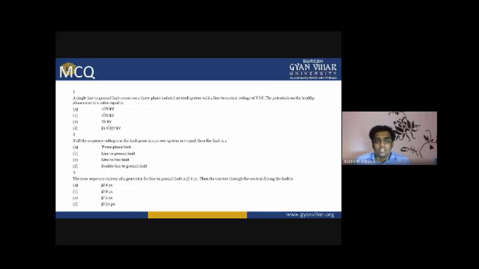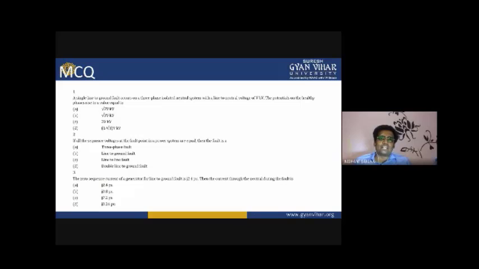Next question: if all the sequence voltages at the fault point in a power system are equal, then the fault is what? This is very simple. Is it symmetrical or unsymmetrical? Try to solve it. I've given you the hint.